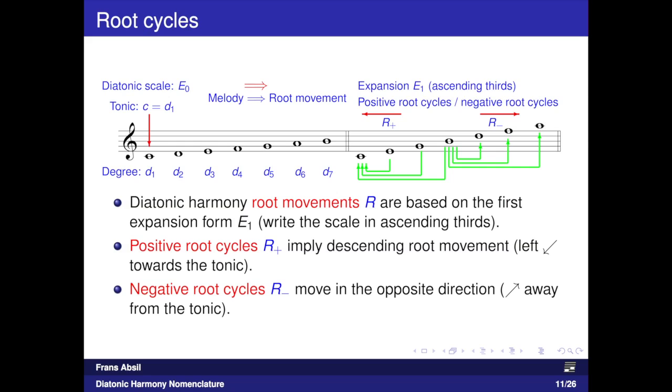Expansion E1 is shown once again on the right of the staff, and root movements, root cycles, may be either positive or negative. A positive root cycle implies a root movement descending down the series of thirds towards the tonic degree, in this case C, whereas negative root cycles are a movement of the root in the opposite direction, which means in the direction of ascending thirds. The original symbol C for root cycle in the Schillinger system here has been replaced by the symbol R, which is hopefully less confusing.